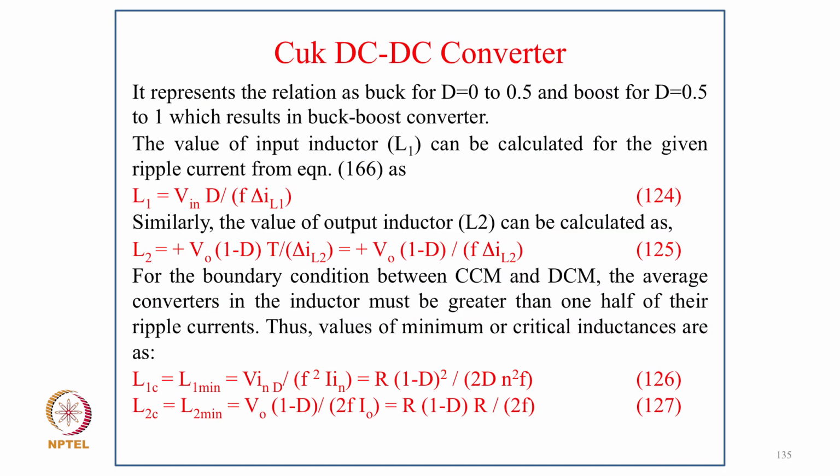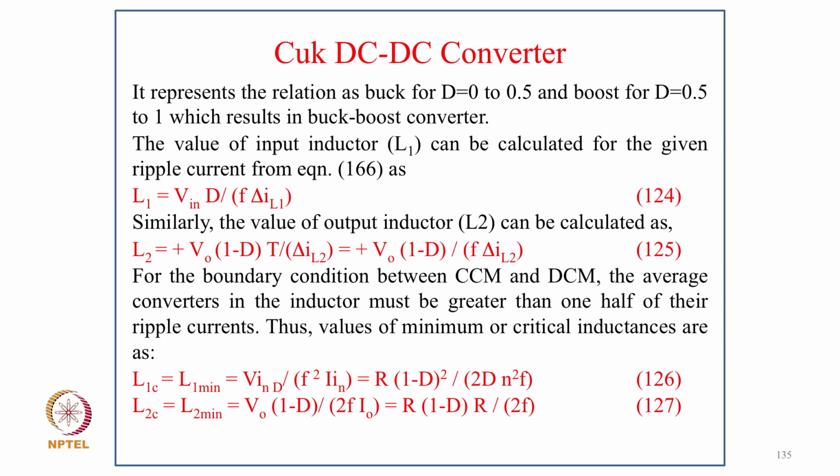So it represents the relation as buck for d equal to 0 to 0.5 and boost for 0.5 to 1, which results in a buck-boost converter. The value of the input inductor can be calculated for the given ripple current: L1 equal to Vin d upon f delta IL1.